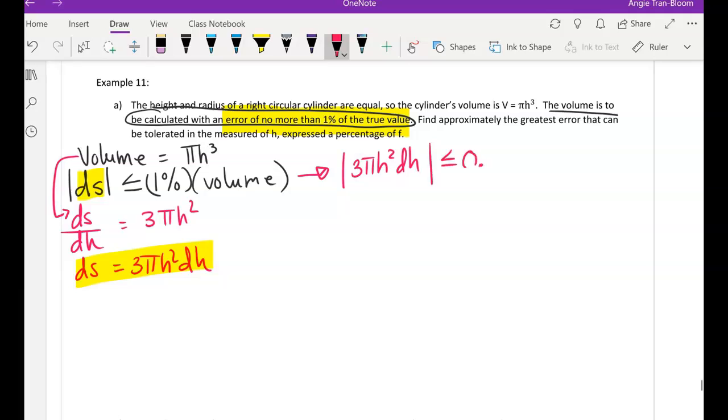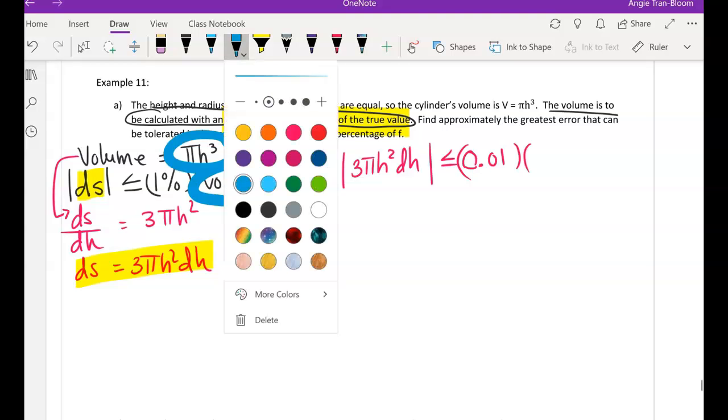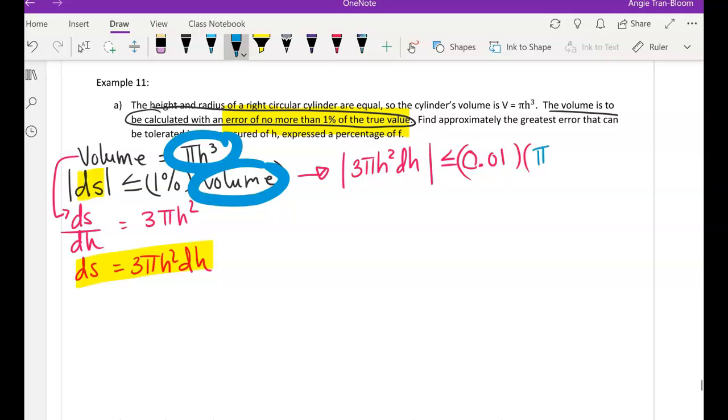Let's convert that to decimal. So 0.01 times the volume. We have volume. Volume is pi h cubed. Okay, so that's the volume.